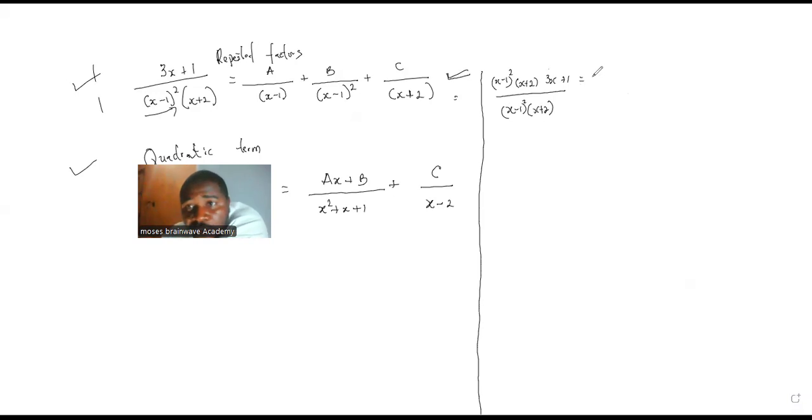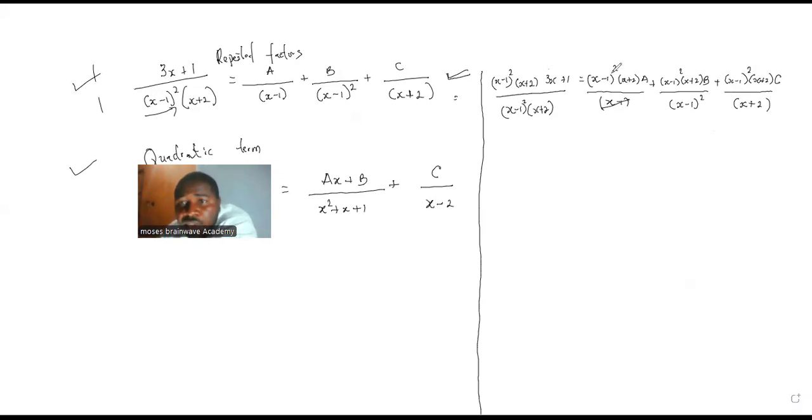So we're going to have 3x plus 1 on this side, and we're going to be doing that to the other side also: x minus 1 squared, and x plus 2. Then this is A upon x minus 1. So we're going to have in the second one now x minus 1 all squared, x plus 2. This is B. Then plus the C part: x minus 1 squared, x plus 2, then multiplied by C. Then this is for the other factor, x plus 2, right?